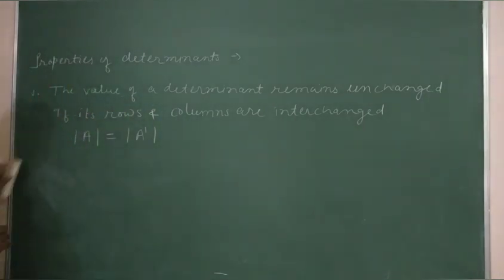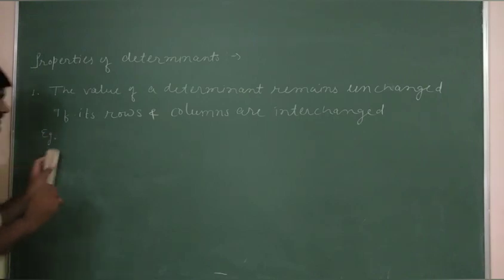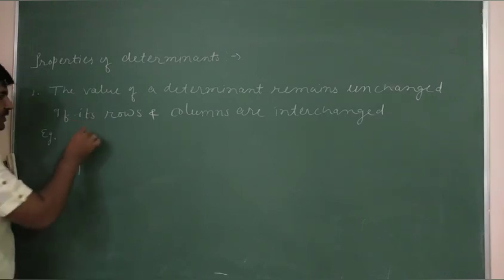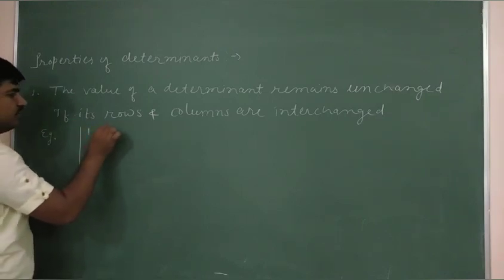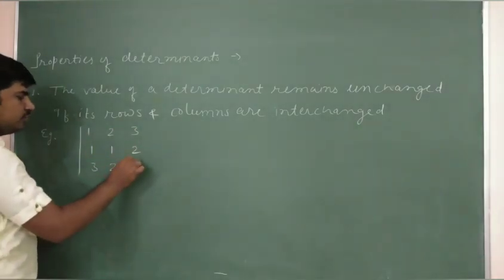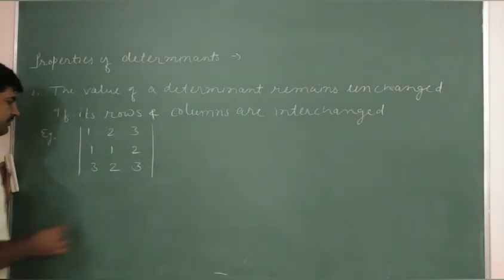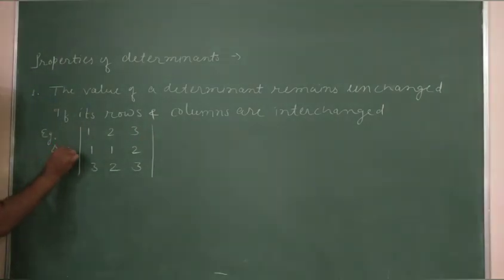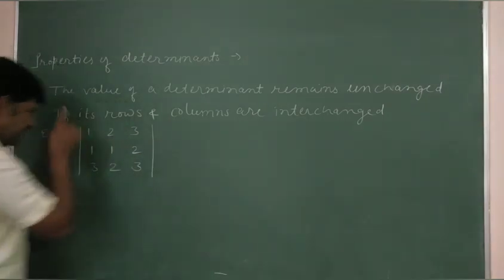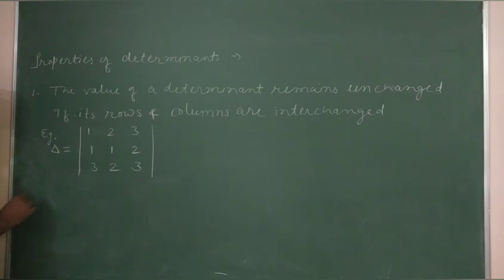Students, the example I am taking is, suppose we have a determinant of order 3 and the elements are 1 2 3, 1 1 2, 3 2 3. We may name it as del. So del is equal to this determinant. Dear students, if I find the value of this particular determinant by expanding it along any row or any column, suppose I expand it along R1.